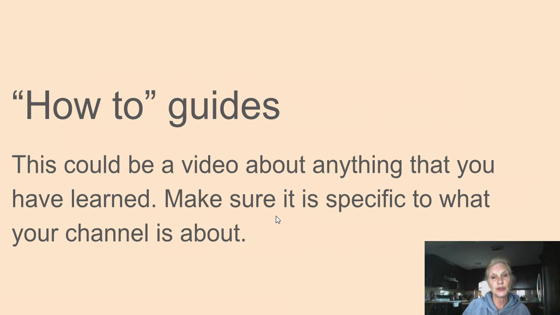So the first thing you can do to create evergreen content is to do how-to guides. And this can be a video about what you've learned, and then you take it and teach that to somebody else and share it with them. You want to be sure that it is specific to what your channel is about, which my channel is about how to make money online, how to do internet marketing, affiliate marketing, and different tools that you can use along the way in your journey that will make life a little bit easier for you.